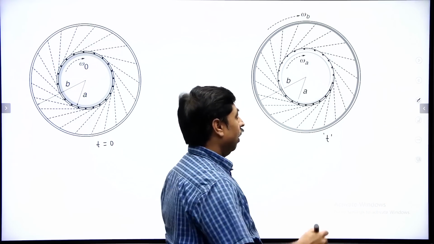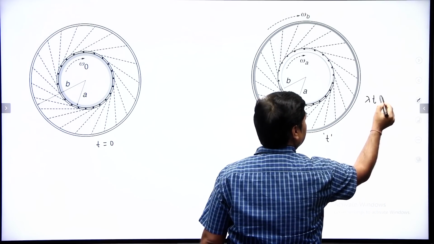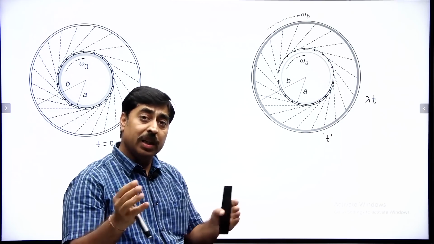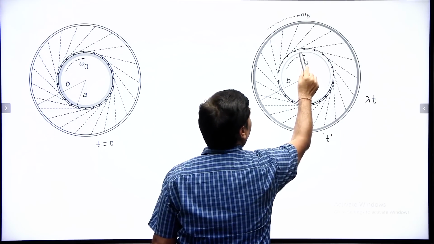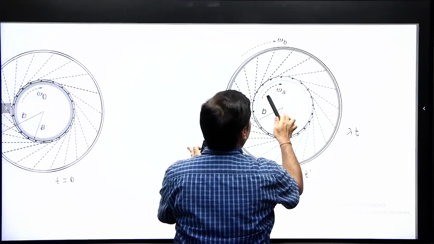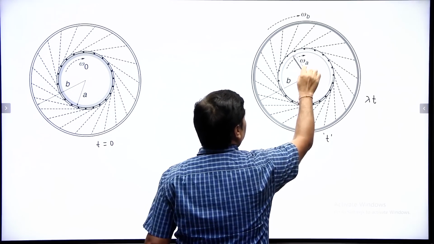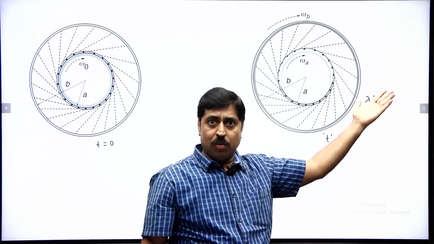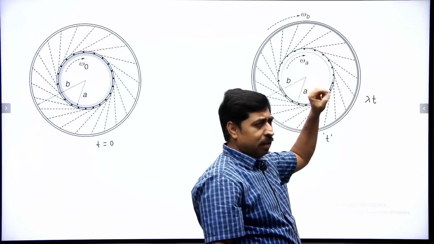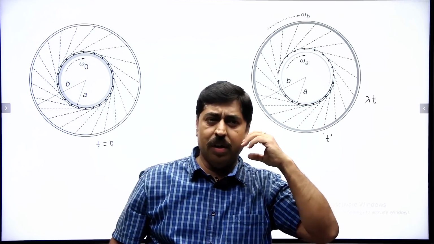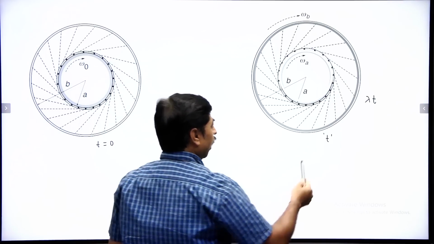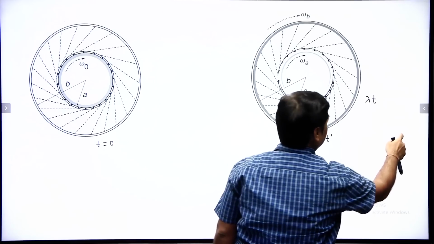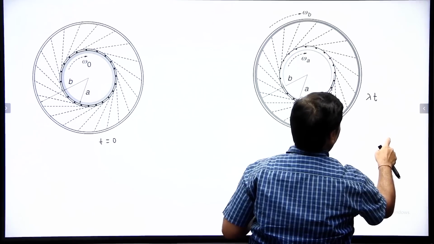Let us say this is the situation at time t. In time t, lambda into t mass of the sand has got deposited on the inner wall of the outer drum, and the remaining sand is still there on the inner surface of the inner drum. So at time t, lambda into t mass of sand is on the outer drum, and the remaining mass of sand is m minus lambda into t.